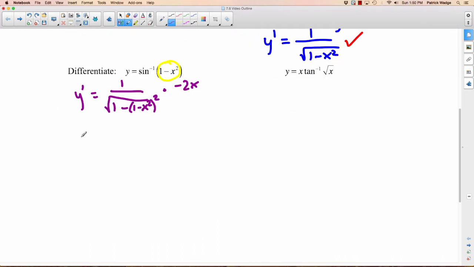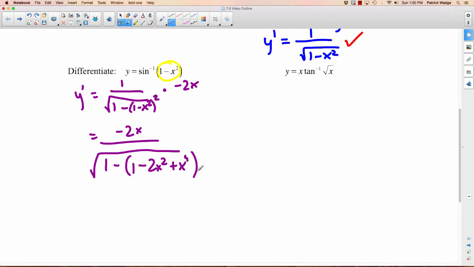So it's time to start simplifying. We get 1 times negative 2x, which is negative 2x, over the square root of 1 minus... Now we have to square 1 minus x squared. So that's 1 times 1 is 1. 1 times negative x squared is negative x squared, and then negative x squared times 1 is another negative x squared. So you get negative 2x squared. And then negative x squared times negative x squared is plus x to the 4th.